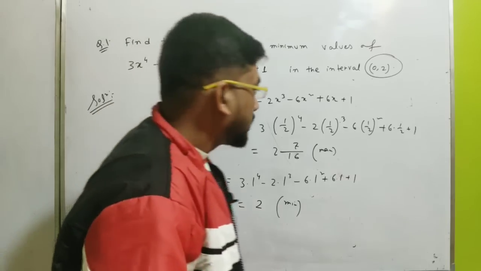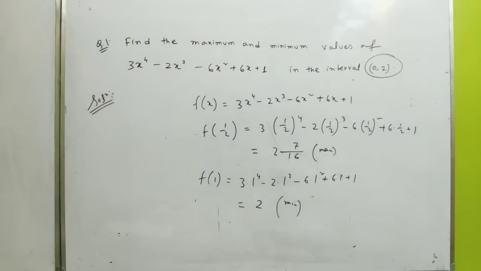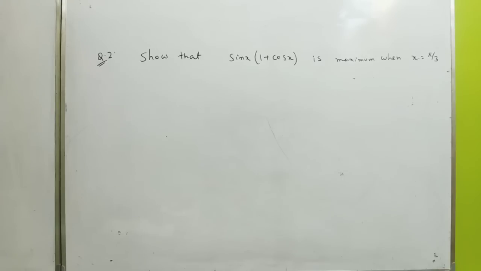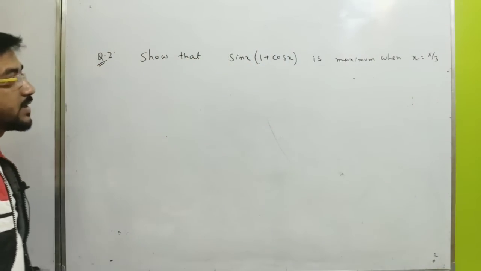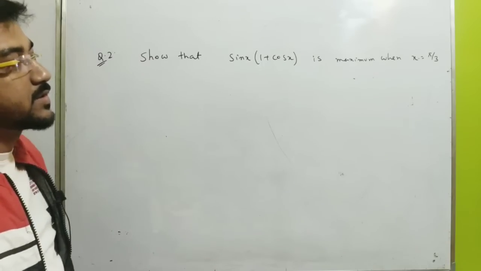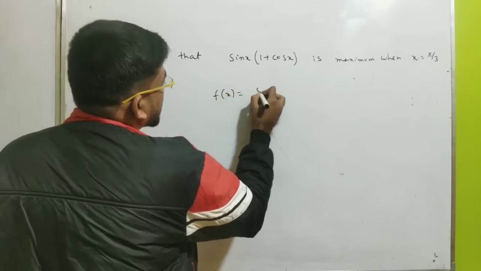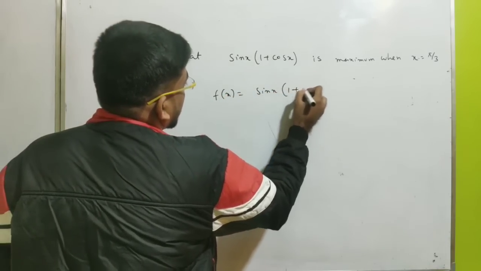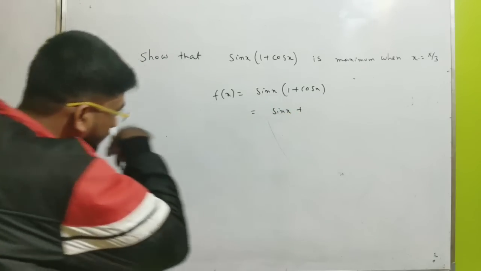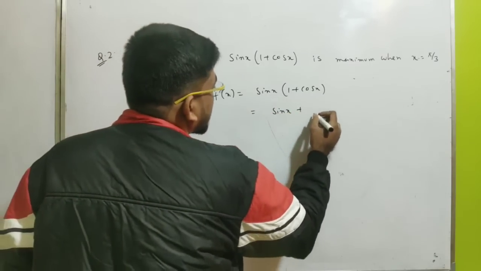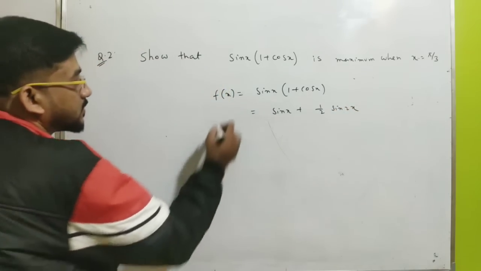Now let me take another example. Here the problem is to show that sin x into (1 plus cos x) is maximum when x is equal to pi by 3. So let me take f of x is equal to sin x into (1 plus cos x). So it will be sin x plus sin x cos x, that will be sin x plus half sin 2x, you can say. This is f of x.